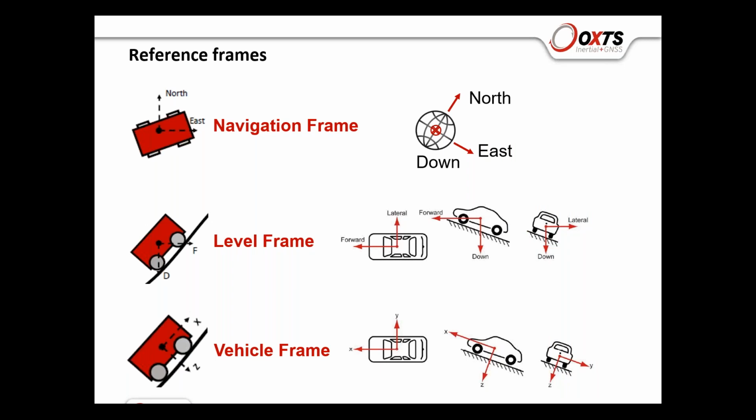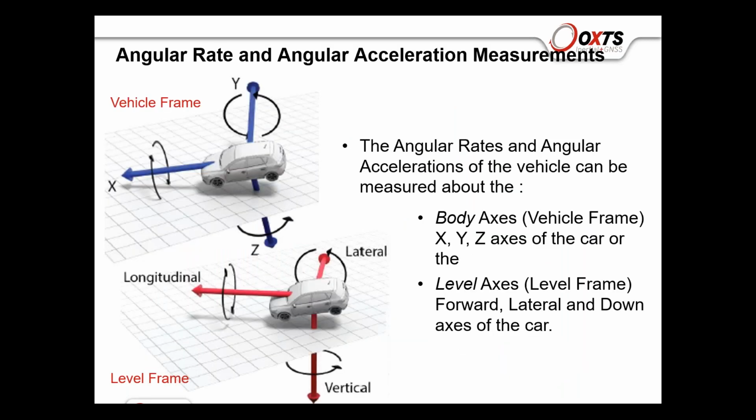The OxTS products can output into 3 different frames. We can output in what's called the navigation frame, which is also known as the north-east-down frame, the level frame, or forward-lateral-down, and that can be aligned with horizon, or the vehicle frame, and this is where the rotations have been applied so the RT is orthogonal with the vehicle. We can also output our angular rates in the vehicle frame or the level frame.